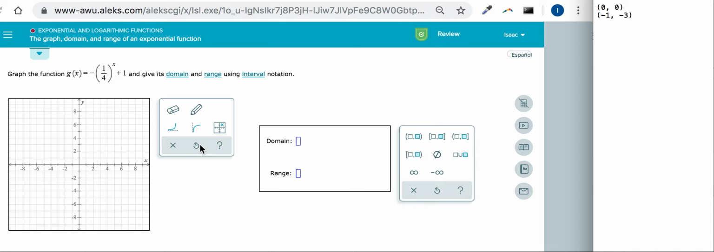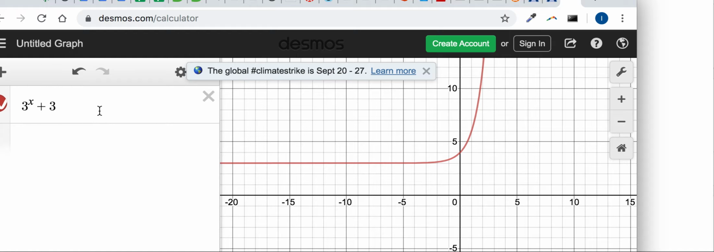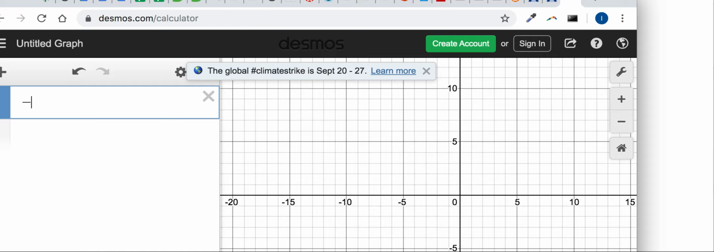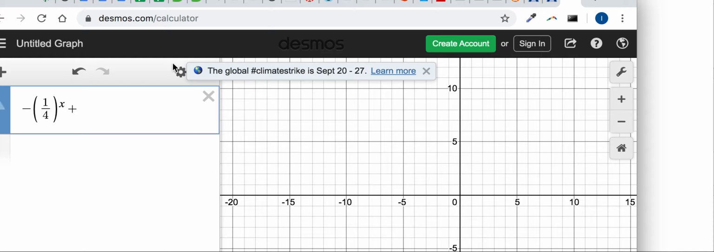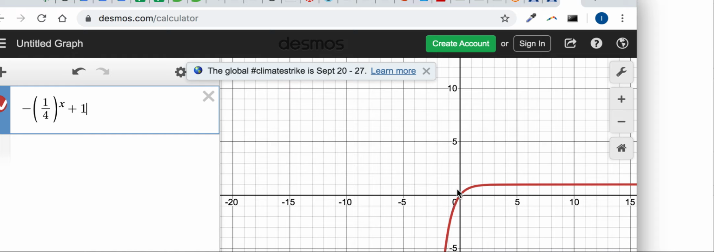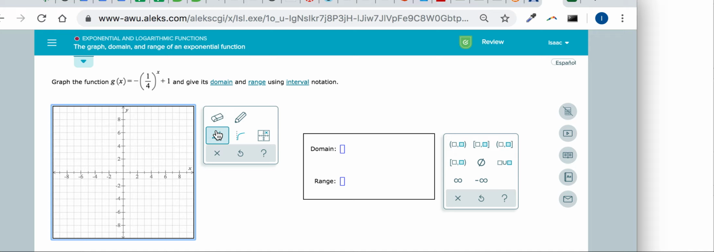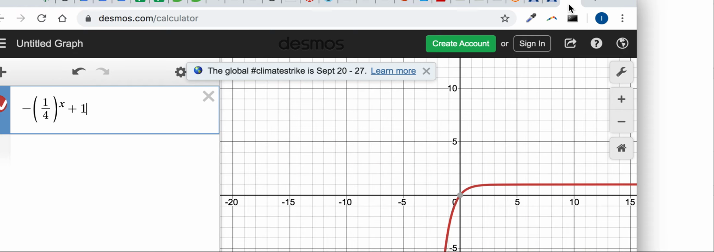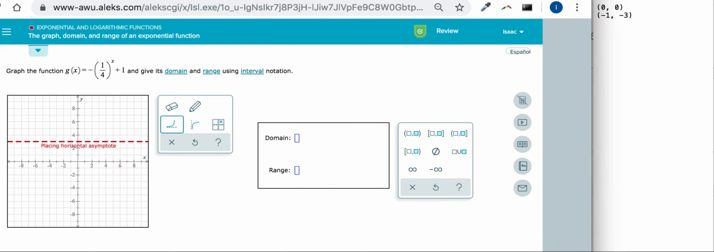And then again, you want to check for asymptotes. And so you could use Desmos to graph the function first. So the function that we had was negative 1/4 to the x, and I think it said, oh, I forgot, did it say plus 1? Yeah. There's the graph, and you can see there's a horizontal asymptote, never quite reaches y equals 1. So the horizontal asymptote happens at y equals 1.